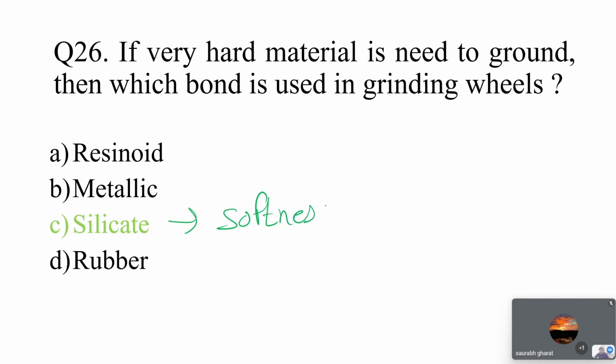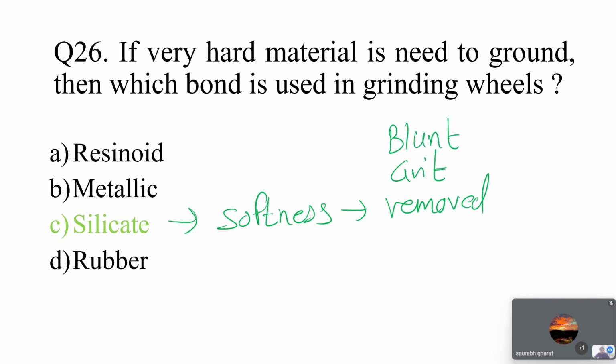So with this softness, what will happen? With this softness, it may be removed. What will be removed? The abrasive grit, the abrasive particle. Actually, the blunt grit can be removed, and it will be replaced by a new grit.